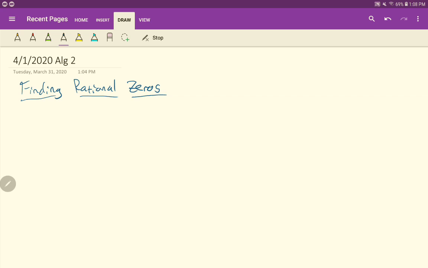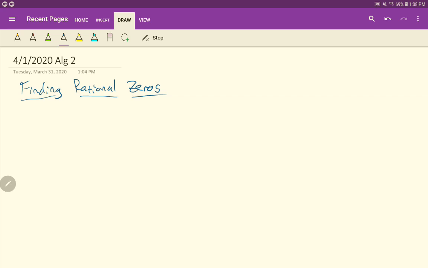So what we're going to be looking at today is finding rational zeros of a polynomial. Yesterday we talked about dividing, right? We're going to go a little bit off on a tangent here today, but you'll see why we talk about dividing, because we're going to actually use it today in finding those rational zeros. So first things first, the way we find these zeros.